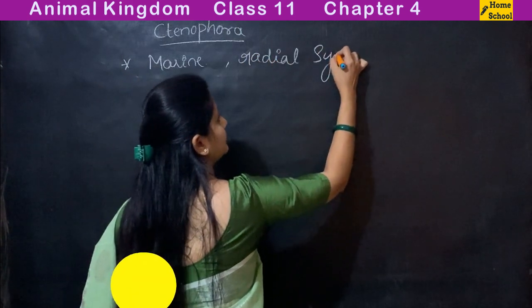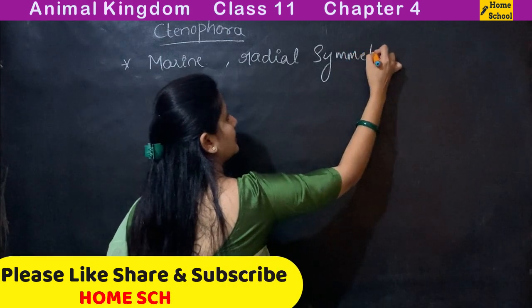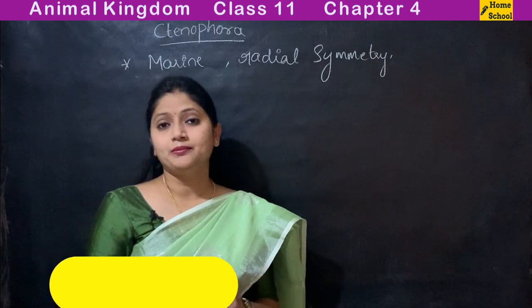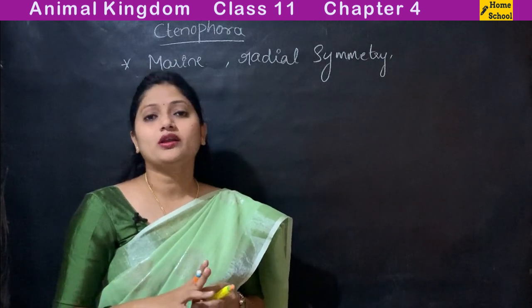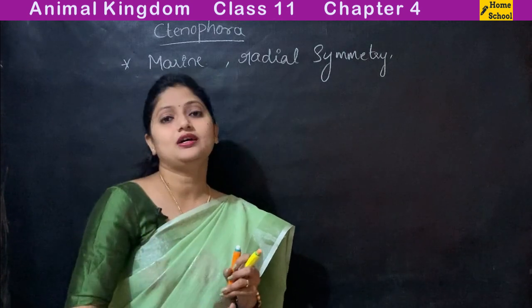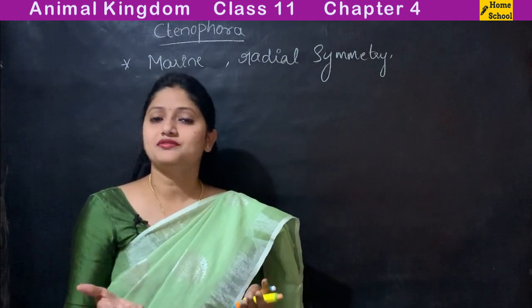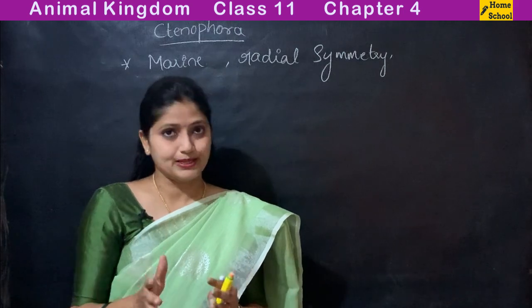They all have radial symmetry. So what is radial symmetry? Radial symmetry means if you cut an organism along any axis which goes through the center, it gives two equal halves. That is called radial symmetry.